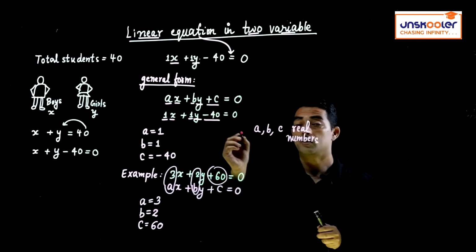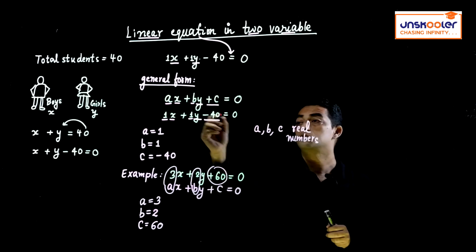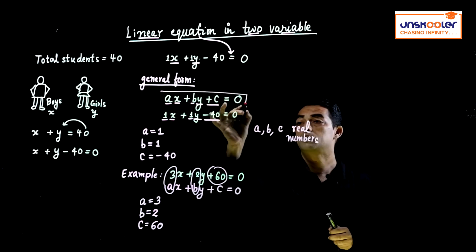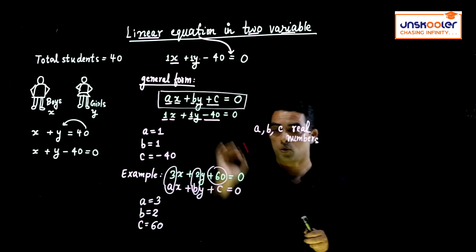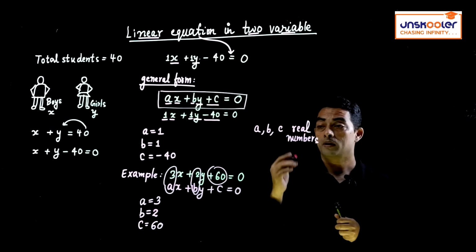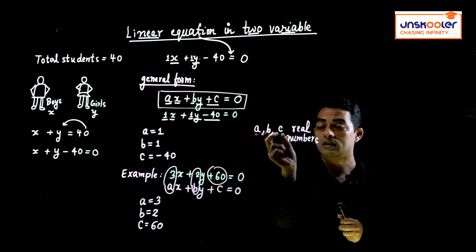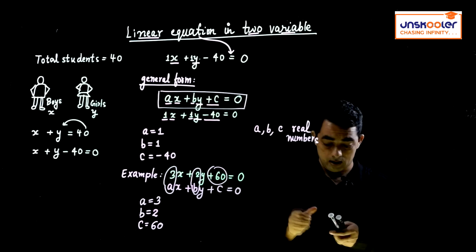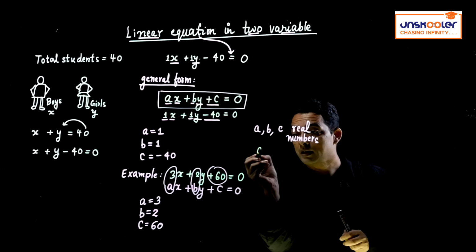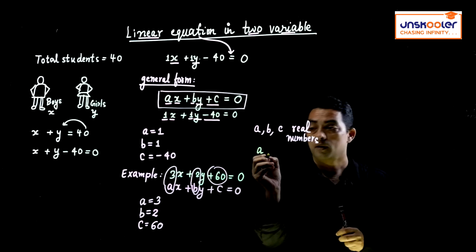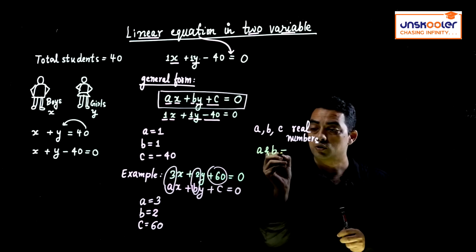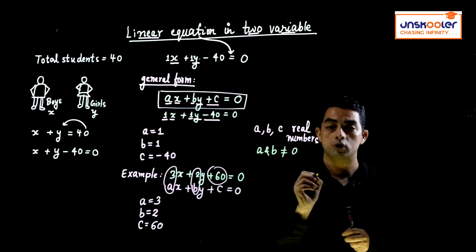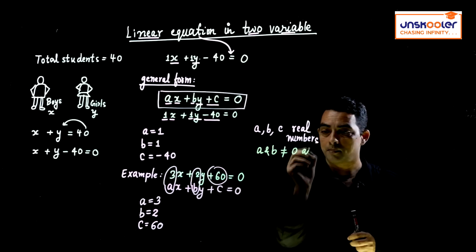A, b and c. So whenever you write a linear equation in two variables, it can be expressed as ax plus by plus c is equal to 0, and we also have to tell them that a, b and c are going to be real numbers. And one more very important thing: the values of a and b should never be equal to 0 at the same time.